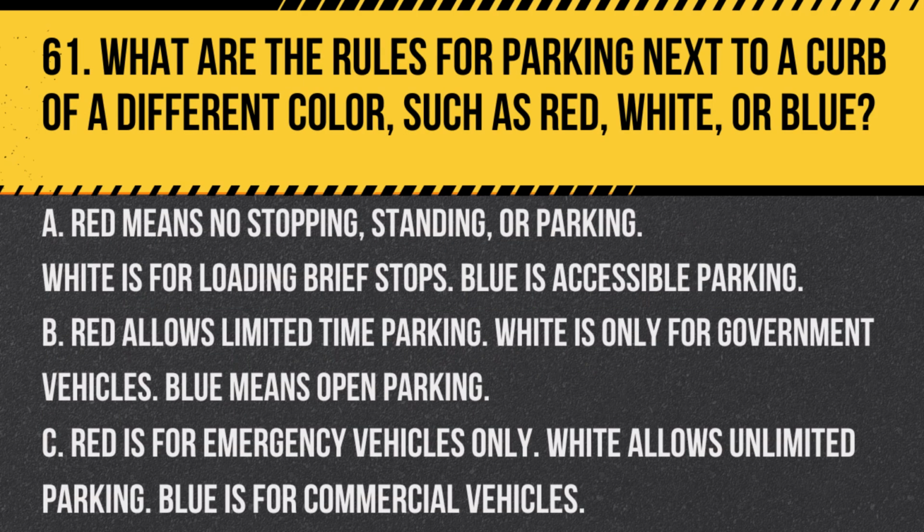Question 61. What are the rules for parking next to a curb of a different color, such as red, white, or blue? A. Red means no stopping, standing, or parking. White is for loading brief stops. Blue is accessible parking. B. Red allows limited time parking. White is only for government vehicles. Blue means open parking. C. Red is for emergency vehicles only. White allows unlimited parking. Blue is for commercial vehicles.